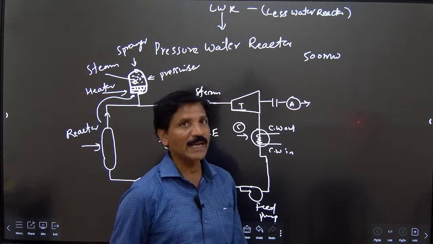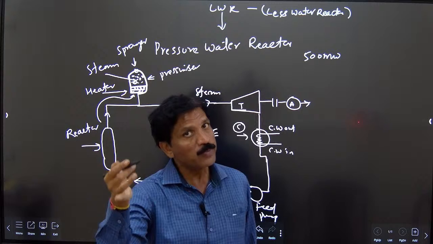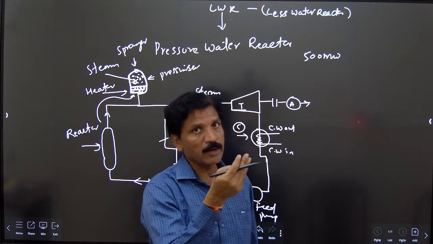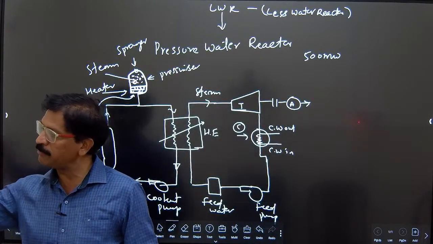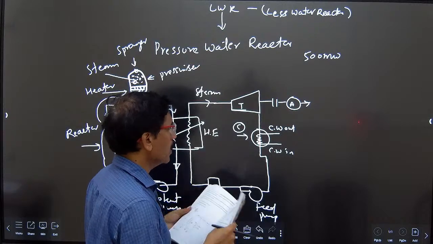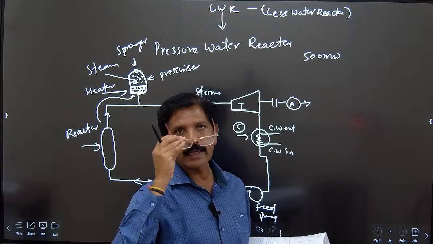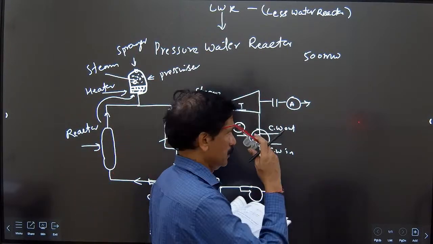And coming to the second case, BWR, boiler water reactor. Observe the difference between the pressure water reactor PWR and the BWR. See the schematic diagram and you will get an idea what the difference is. This contains only the reactor, turbine, alternator and condenser, only these are the parts.